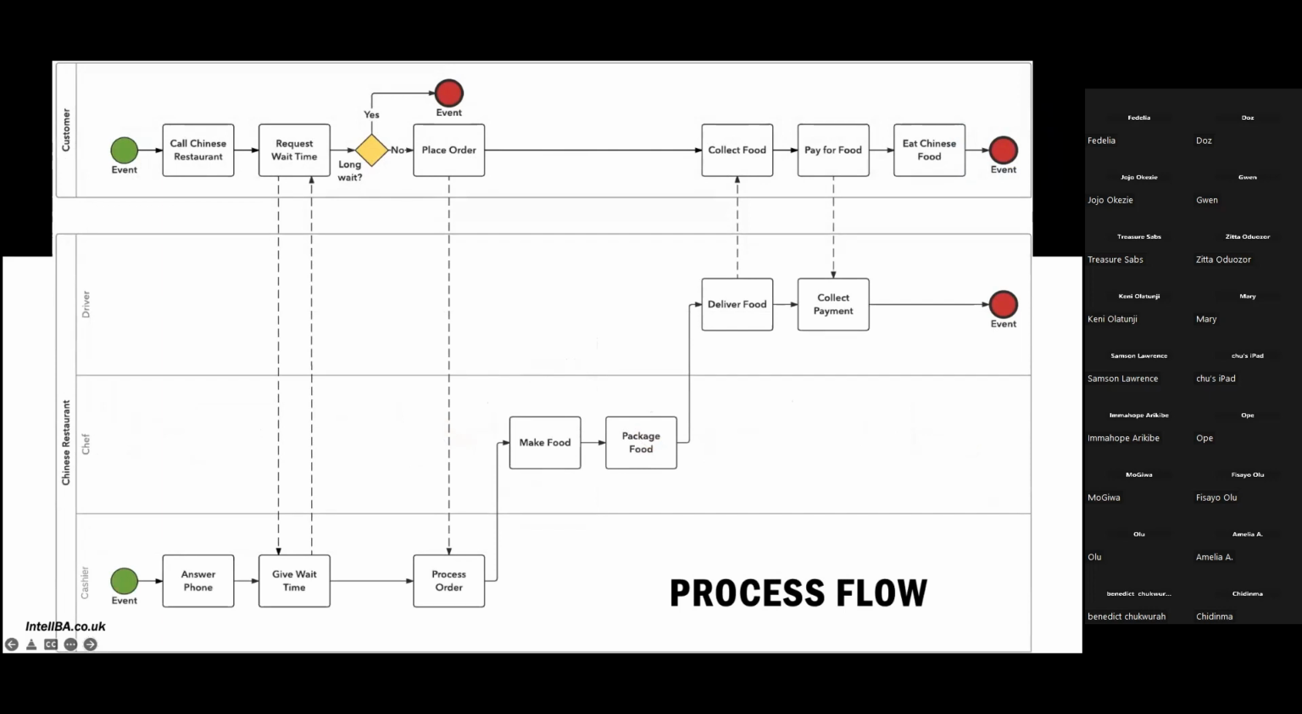These are 4 lanes of a process, meaning 4 different functional areas. We have the customer here, we have the driver, we have the chef, we have the cashier. So the event is triggered by a customer who is hungry and decides to call the Chinese restaurant.